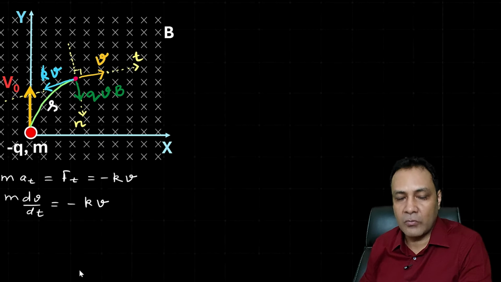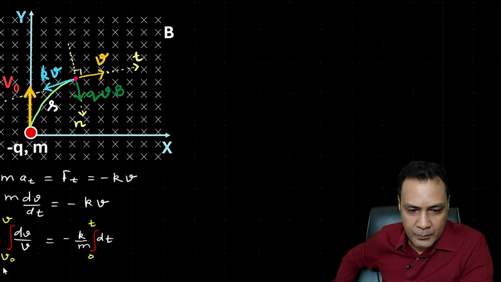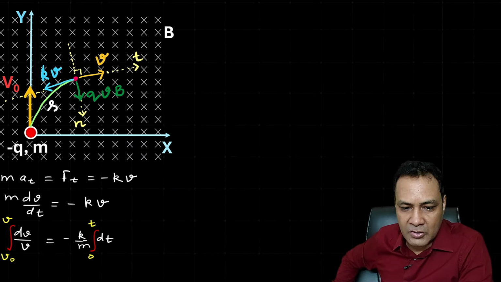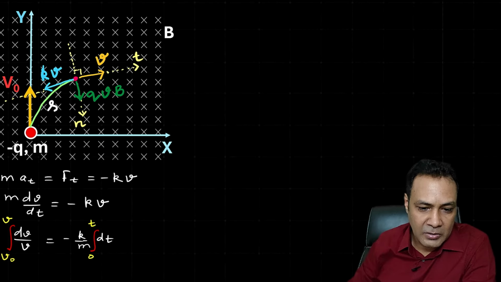So take the v term on one side. So dv by v is equal to minus k by m dt. So integrate it. Initial limit is speed is v naught, time is 0. Final is t, and that is v. So if I integrate it, LHS will become ln v by v naught, RHS is minus kt by m. So arrange that, you will get v is equal to v naught e to the power minus kt by m.